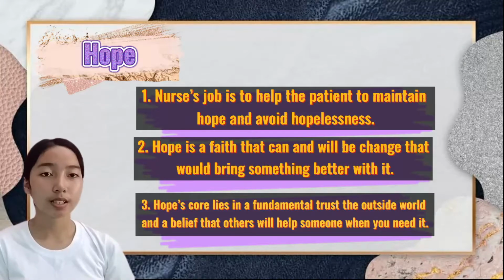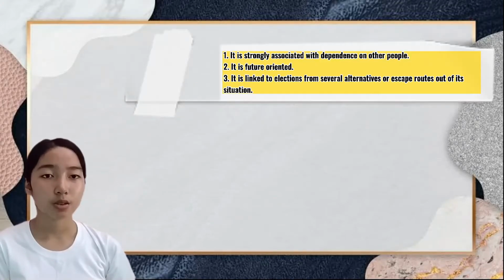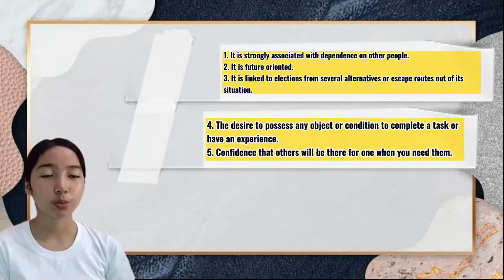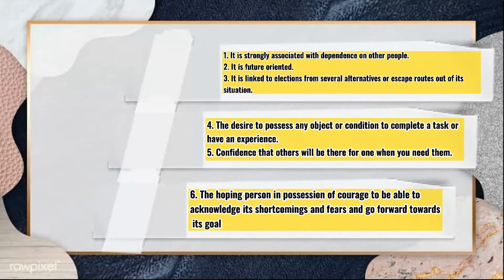Hope. It is a mental state characterized by the desire to attain or accomplish a goal, combined with some degree of expectation that what is desired or sought is attainable. Six important characteristics of hope are dependence on other people, future orientation, escape routes, the desire to complete a task or have an experience, confidence that others will be there when needed, and the acknowledgement of fears and moving forward to its goal. Without hope, there is no direction for lessening suffering. As a nurse, you can help the client to have hope, but do not give false hope.